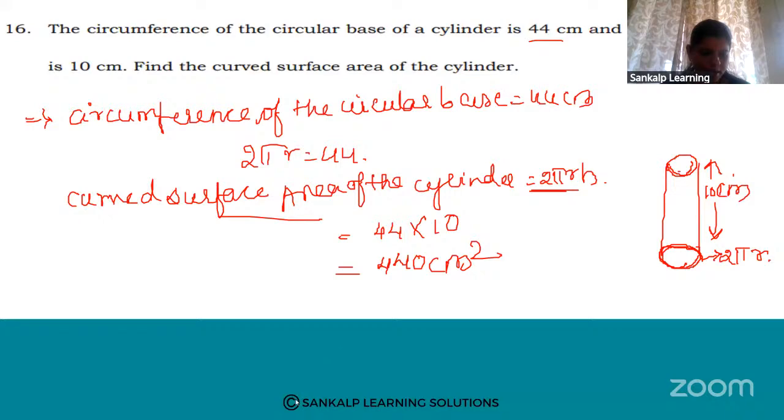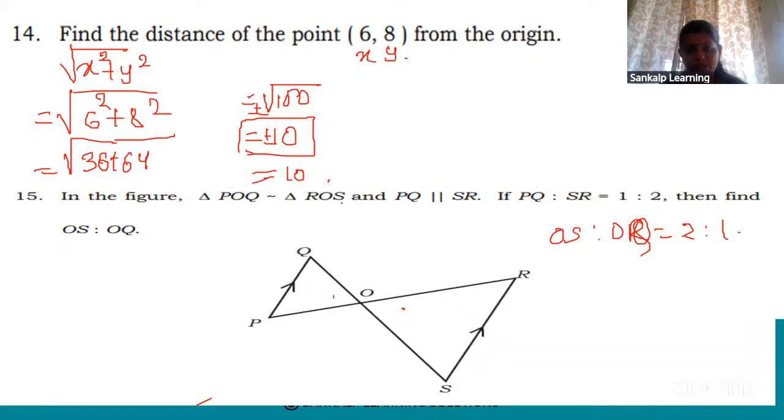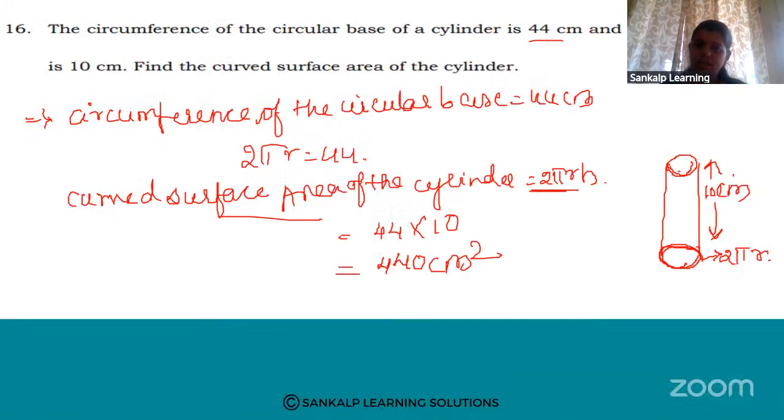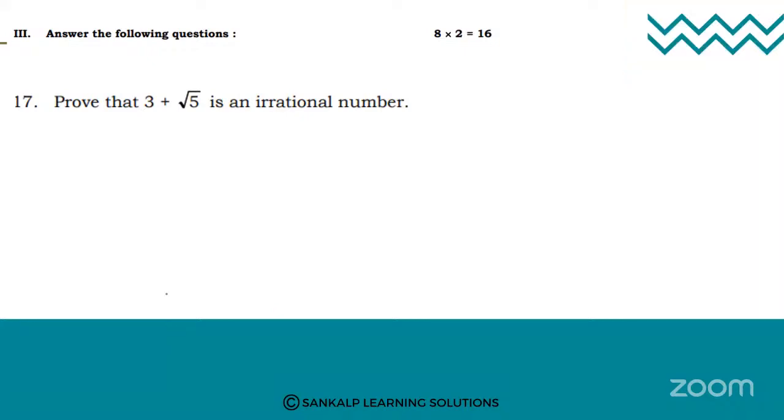Okay, understood? Next. So these all are multiple choice questions and 1 mark questions. Now we'll solve some 2 marks questions. So prove that 3 plus root 5 is an irrational number. In 2 marks questions, definitely they will ask one irrational number question, that is prove that given number is an irrational number. Here they may ask any number.